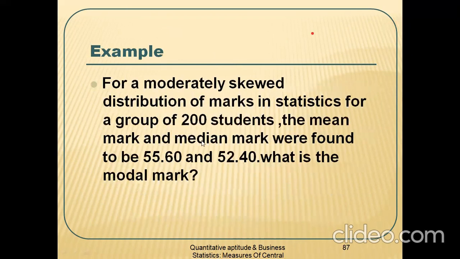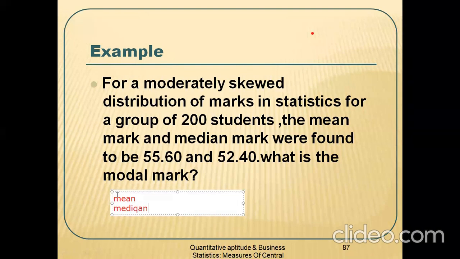There is one illustration given to you. It is a moderately skewed distribution, meaning there are slight variations in the marks of 20 students. The mean and the median marks were found as 55.6 and 52.4. So they have given you the mean and also the median. So mean equals 55.6 and median equals 52.4.